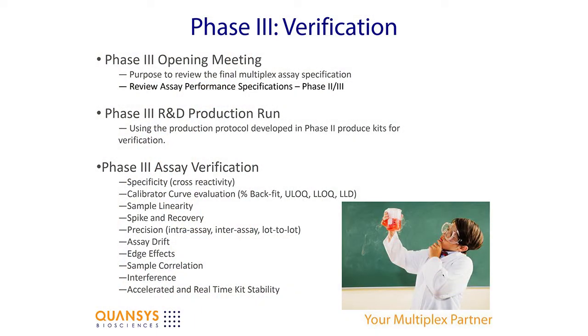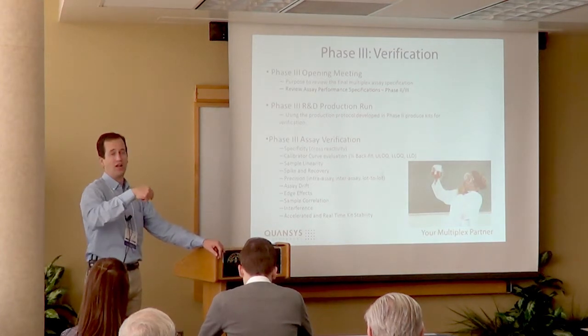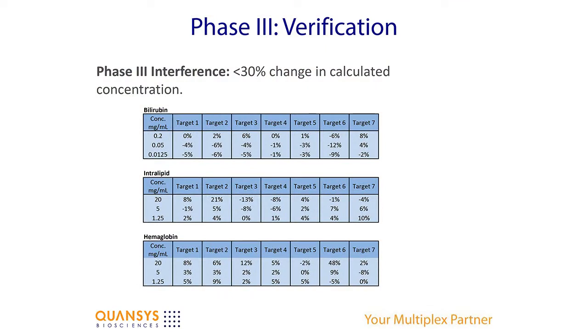Again, we start with an opening meeting to review our requirements. We go through this R&D production run, we follow the protocol we built, and again, we look at all those same characteristics that we looked at in phase 2. Again, back to our case study, something that we do in phase 3 that did not happen in phase 2 is we looked at interference. The customer wanted to ensure that bilirubin, intralipid concentrations, and hemoglobin did not have a significant impact on the assay. Their specification is that they want to see less than 30% change in calculated concentration. And you can see that for all of these, they were met.